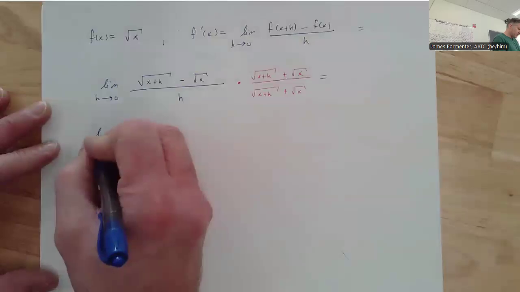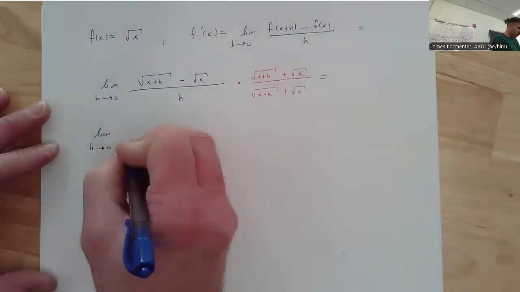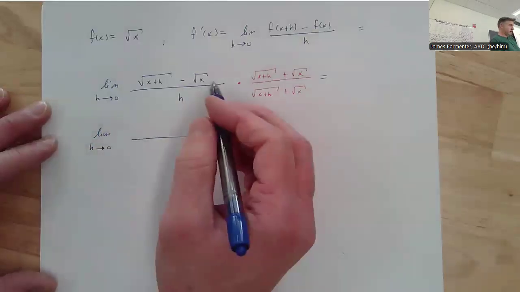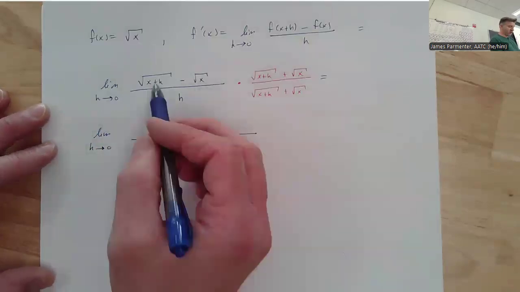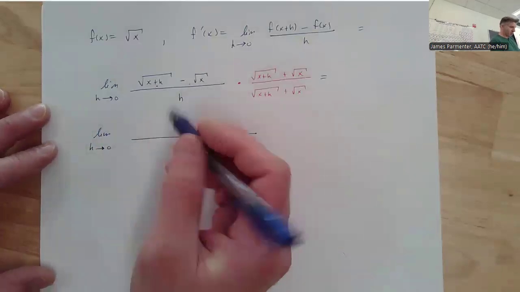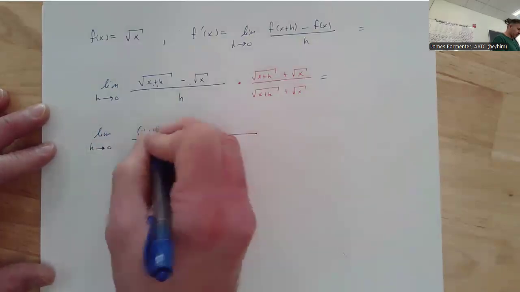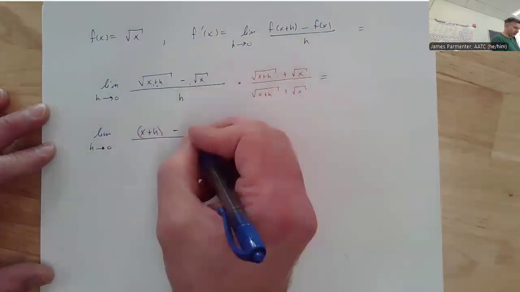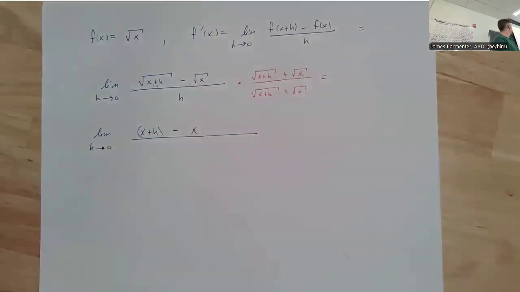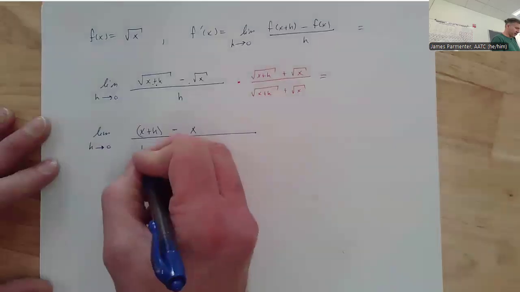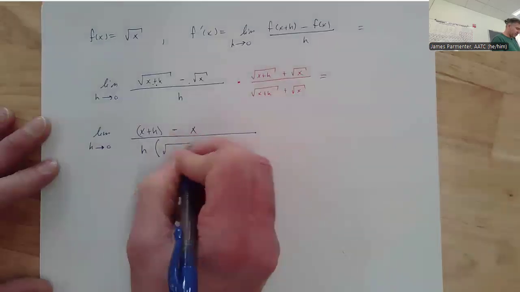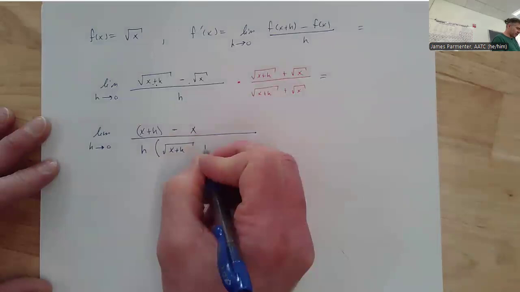The usual thing happens, meaning that the parts that are conjugates in the numerator, in this case, multiply out to being the first thing squared minus the second thing squared. So it's going to be the square root of x plus h squared minus the square root of x squared. On the bottom, we don't multiply it out. We just leave it factored as h times the square root of x plus h plus the square root of x.